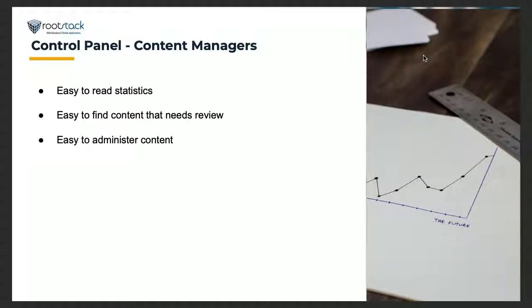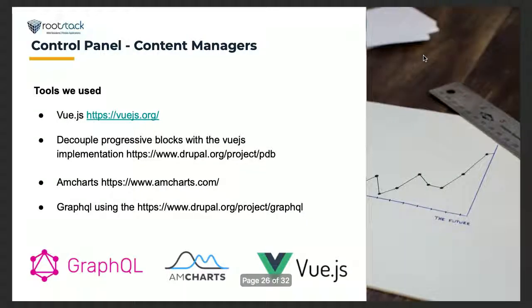And for content managers, which is this authority of innovation, they asked us to have some information for them so they can have a whole picture of the website. Easy to read the statistics, easy to find the content, and easy to administer. So we used a couple of tools to make this for them. The first one was this JavaScript framework called Vue.js, in conjunction with a module called decoupled progressive blocks. I think there's a talk about it in that other room. And we also used a JavaScript library called Charts, which lets us do pretty cool charts.